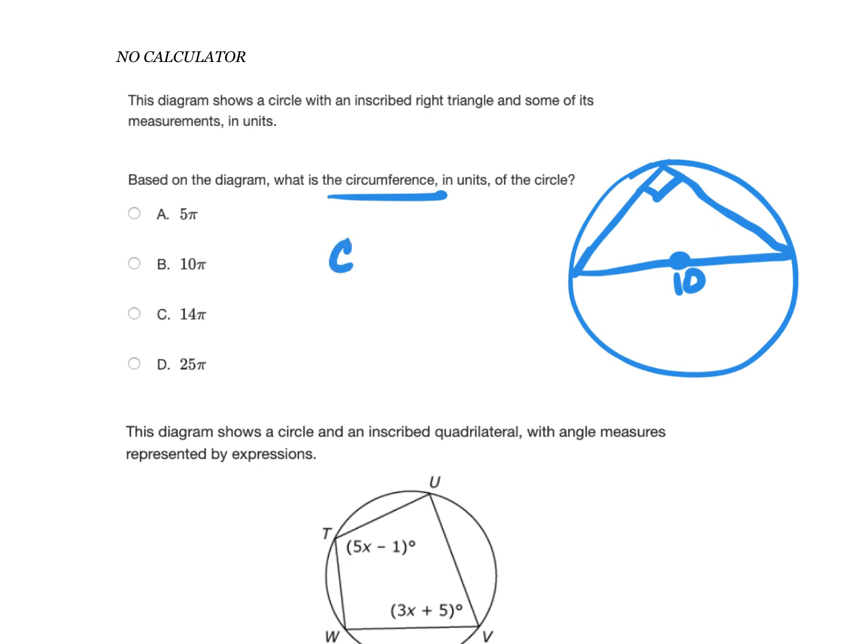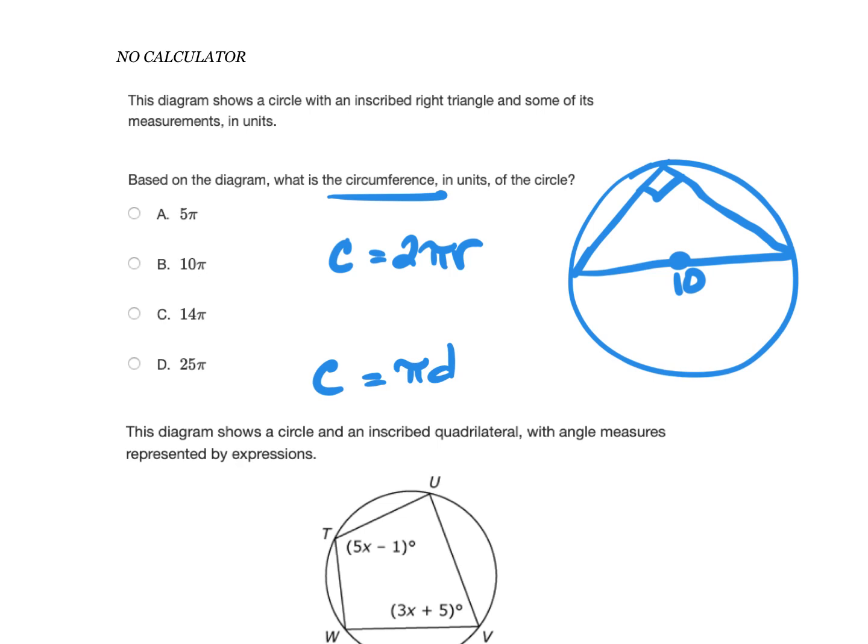The formula for circumference is 2 pi r, or it can also be listed as pi times d, because that is the relationship between the radius and the diameter. The radius is half the diameter, or we can say 2 times the radius gives us the diameter.